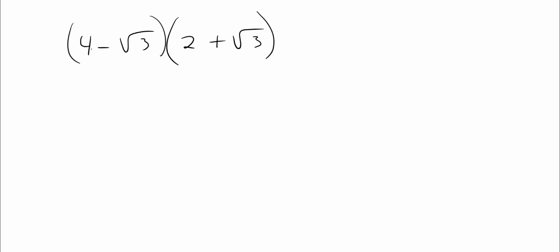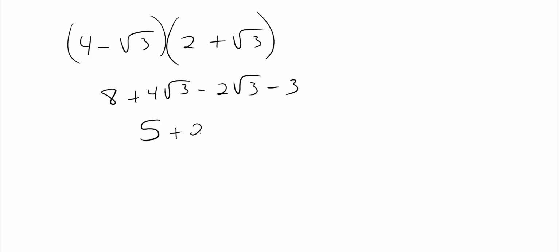If I said 4 minus root 3 times 2 plus root 3. How's that one? Okay, let's do FOIL. 4 times 2 is 8. 4 times root 3 is plus 4 root 3. Inner is minus 2 root 3. And last is root 3 times root 3 is 3, so minus 3. Okay, 8 minus 3 is 5. 4 root 3 minus 2 root 3 is 2 root 3. And that's it. Done with the problem.